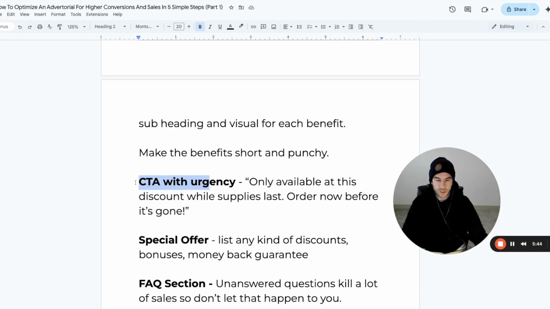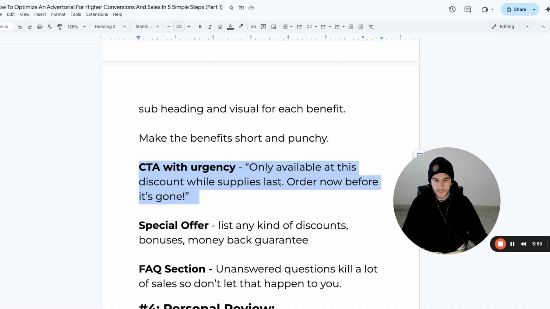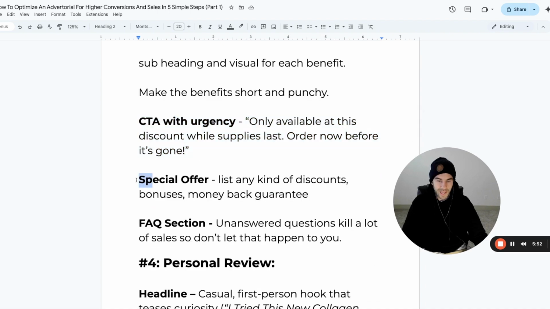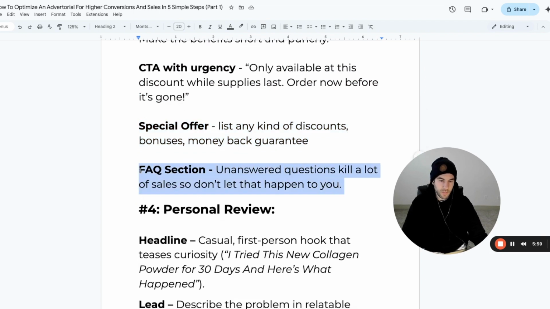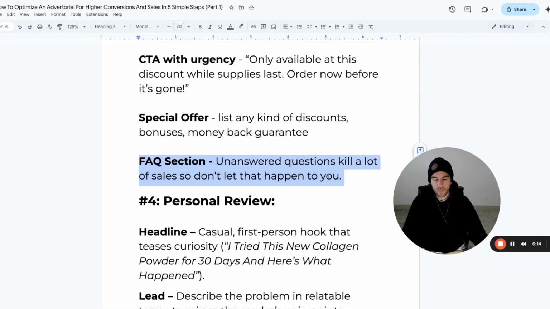You're going to have a call to action with urgency. This discount is only available while supplies last. Order now before it's gone. You're going to list any kind of discounts or bonuses or any kind of money back guarantee. And then you will have a FAQ section at the bottom there. That's also optional. You don't have to have an FAQ. A lot of listicles definitely don't have an FAQ, but it is something that you can use because listicles are so short and punchy and there really isn't very much information. Having an FAQ at the bottom is probably a good move.